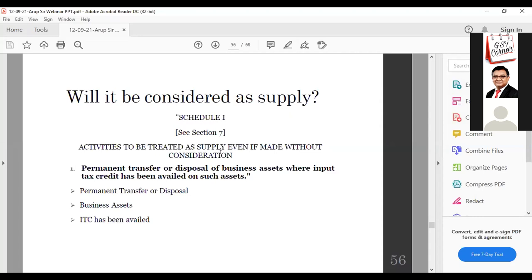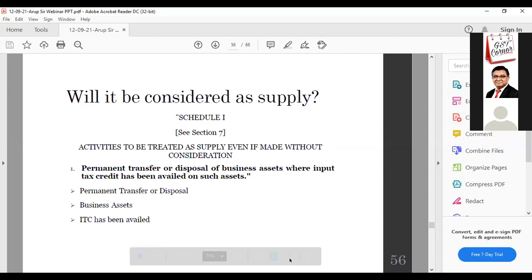In my view, this is not the situation which has been considered in Schedule 1. In Schedule 1, the situations considered are those where the assets are being used by me, on which ITC has been availed in the past, and now I am transferring or disposing of them. In that case, even if there is no consideration, say I was using an AC in my office for maybe 3 years, and now suddenly I decide to take this AC or laptop to my house, and I don't give anything to the company. Even if there is no consideration involved here, this will be treated as a Schedule 1 transaction, because I am transferring an asset on which I availed the ITC. So in my personal view, in the case of CSR activities, Schedule 1 will not be invoked.